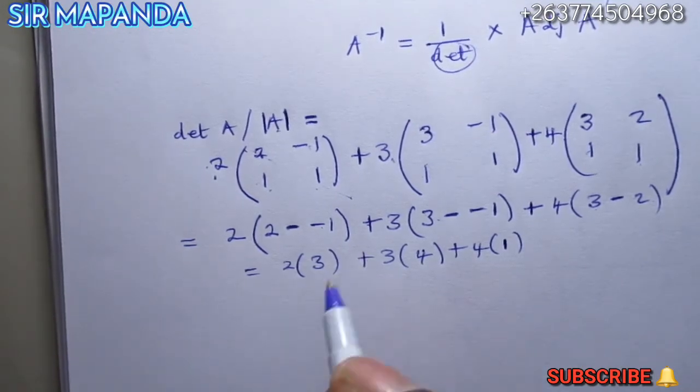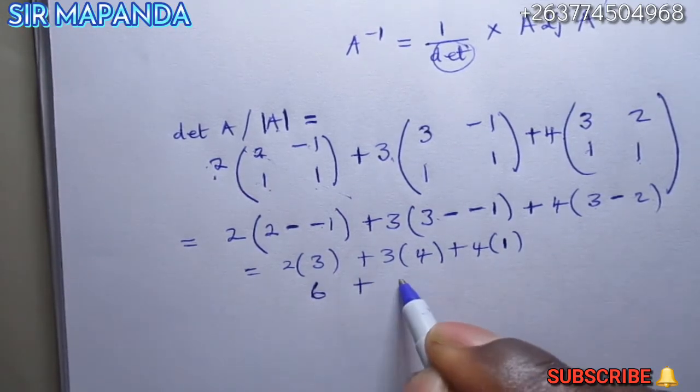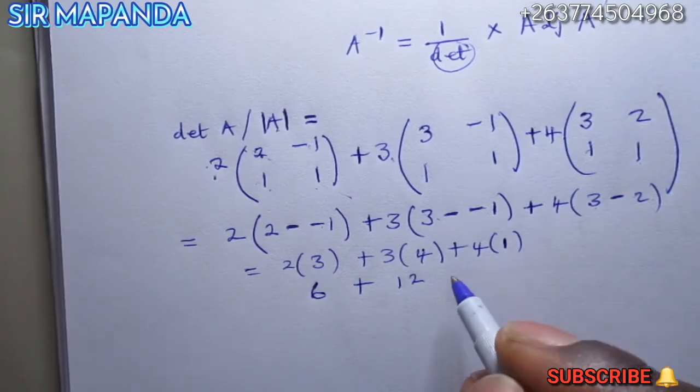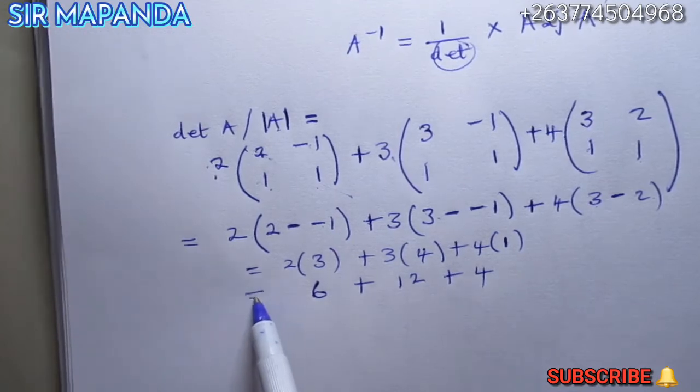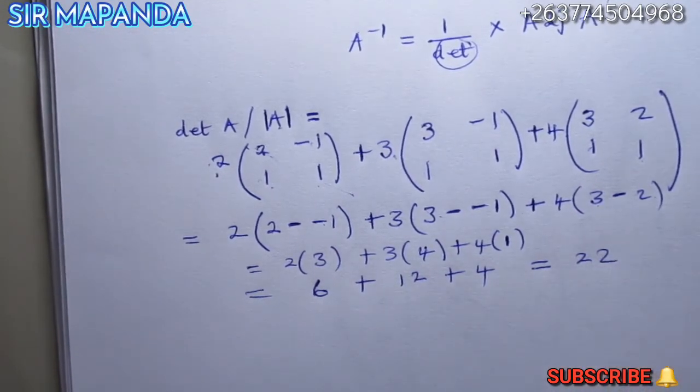So, 2 times 3, it gives you 6. 3 times 4, you get 12. Then 4 times 1, you get 4. So 6 plus 12, you get 18. 18 plus 4, you get a determinant of 22. I hope you are following.